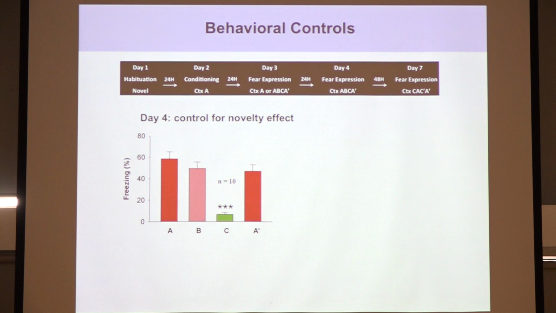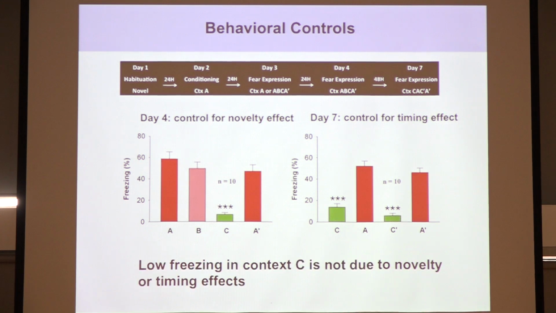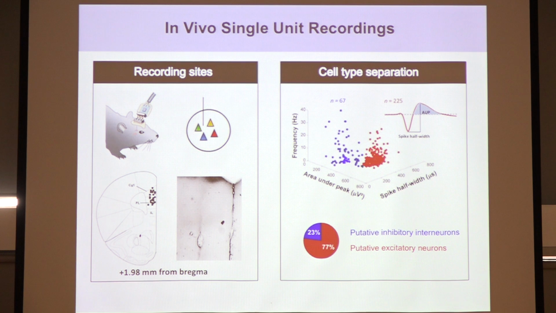And we also control if it was due to a timing effect, the time when we presented the context C. This is in the third position, but what about if we presented it in the first position? This was done on day 7 by exposing the animal to CA context, and we got the low freezing level each time you expose the animal in the C context. So those results cannot be explained by a novelty effect or a timing effect. Okay, this is the conclusion from it.